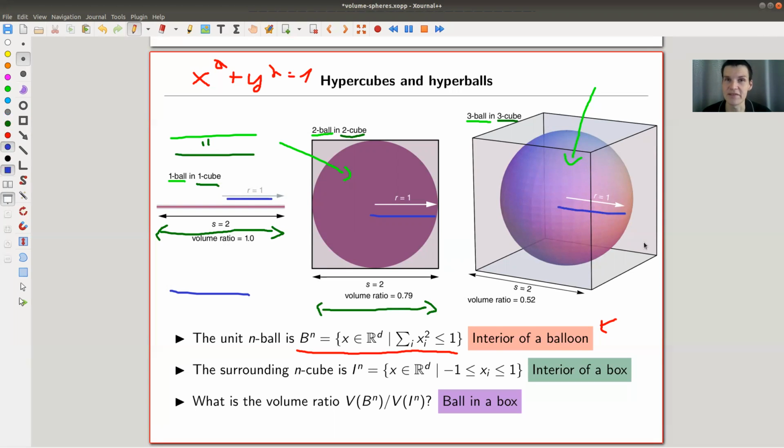And I would like to make this clear. In those pictures I have a ball which fits perfectly into a box. So you can't fit a bigger ball into the same box. So it's really the perfect fit into the box. And the box is also pretty easy to define. It's this definition, just all coordinates in this case that are just between -1 and 1.